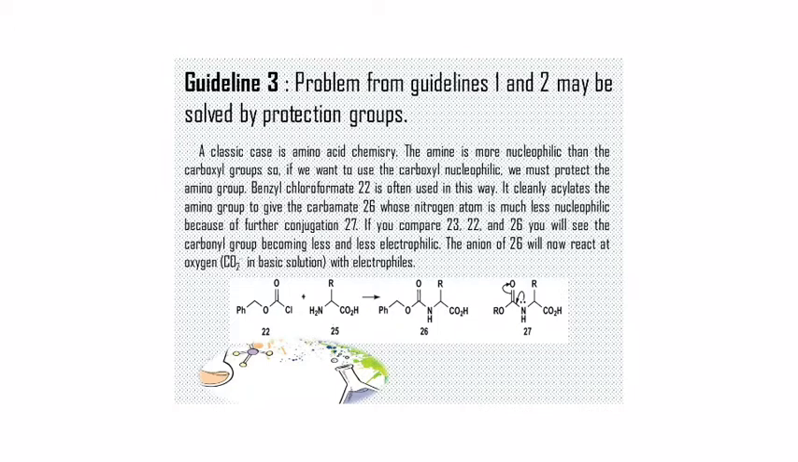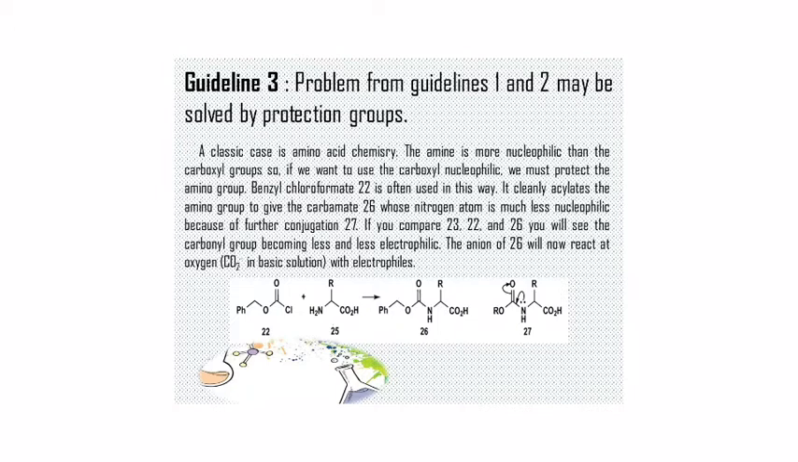Protecting groups have chapter 9 to themselves. A classic case is amino acid chemistry. The amine is more nucleophilic than the carboxyl groups, so, if we want to use the carboxyl as a nucleophile, we must protect the amino group. Benzyl chloroformate 22 is often used in this way.